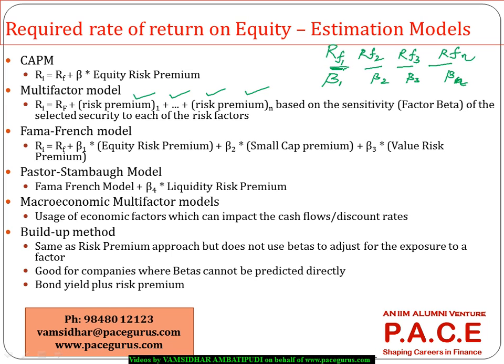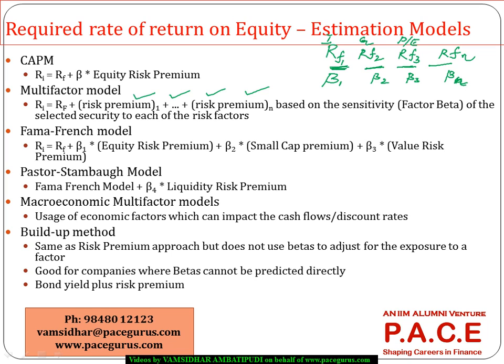These could be from a macroeconomic perspective. Let's say this could be inflation, this could be GDP growth, this could be various other factors, right? Each of them could be a separate factor, probably the change in the P by E ratios. All these various factors we are considering, and we are looking at the sensitivity of our particular security's return to each of these factors.